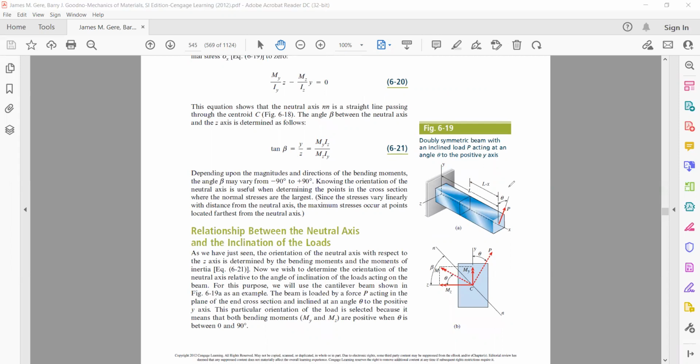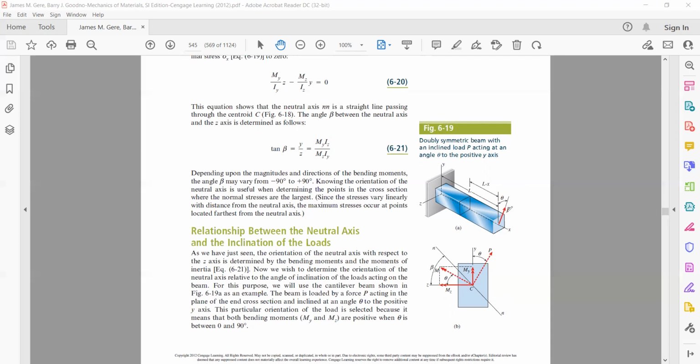It says what we are doing. We are right now assuming that the load is acting at an angle theta with respect to the y-axis. Okay, this is quite genuine. We can make an angle with respect to the x-axis or the z-axis. That's not an issue for us. We need to start the analysis somewhere.